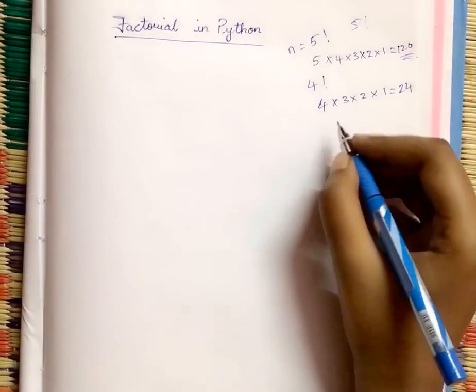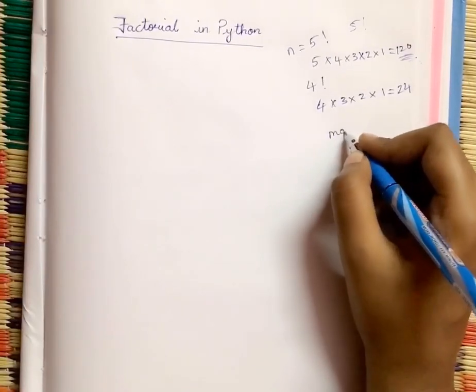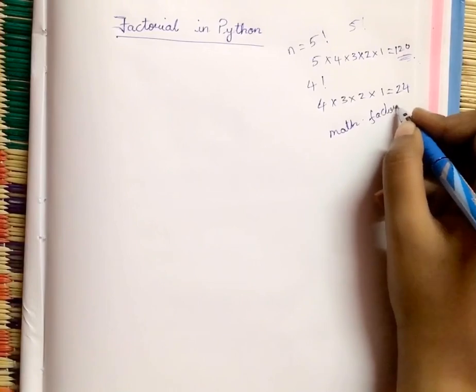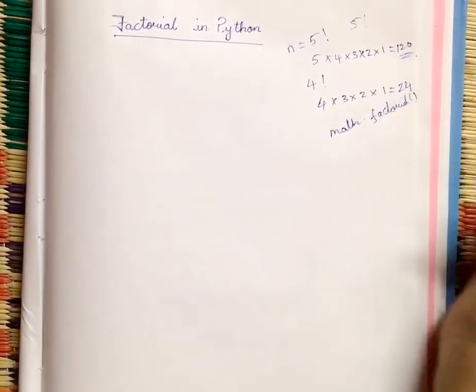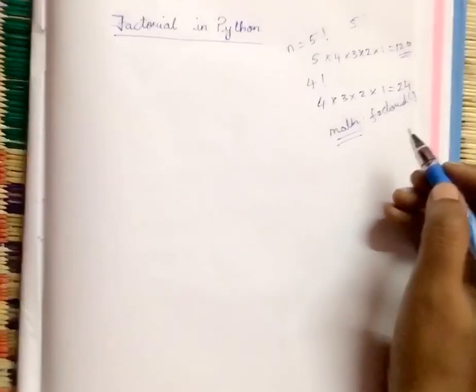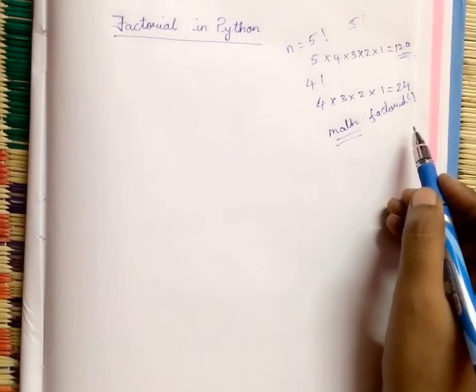There is already a predefined function in a module in Python. That function is math.factorial. This is the function name we are calling, math.factorial. Using this only we are going to calculate. This math module will take care of all the negative numbers also. So there is no need to write separate steps for factorial calculation.